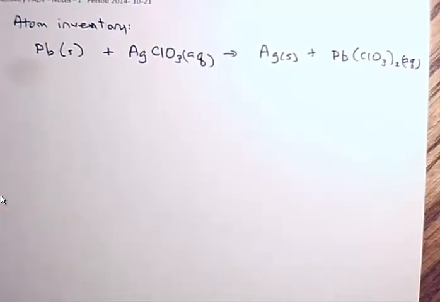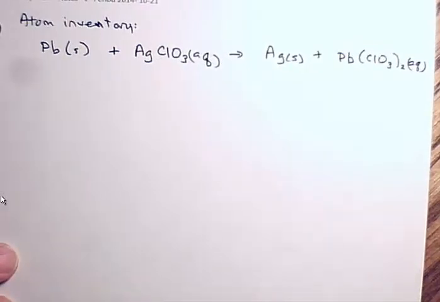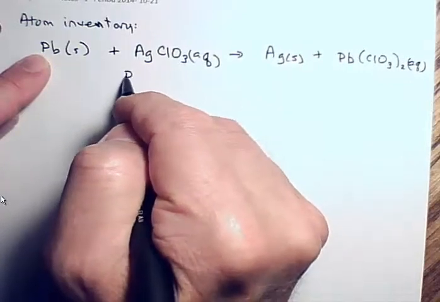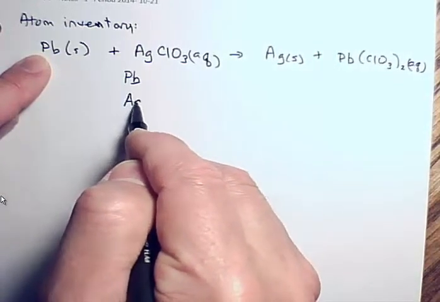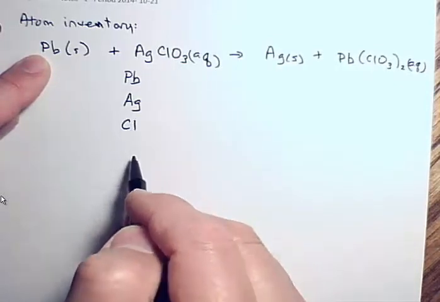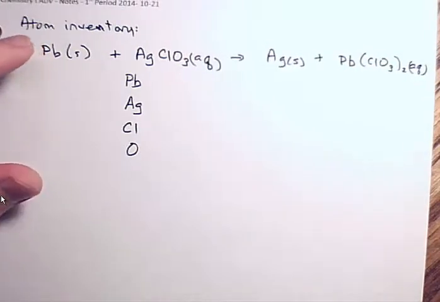First thing you're going to do is to make a vertical list of all of the elements in the compound. Okay? A vertical list. So we're going to take lead. Then we're going to take silver. I'm making it vertical like this. We're going to take chlorine and oxygen. There's our vertical list. Okay?